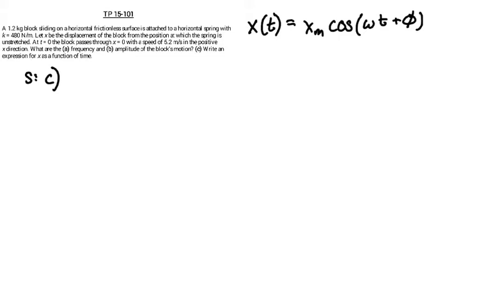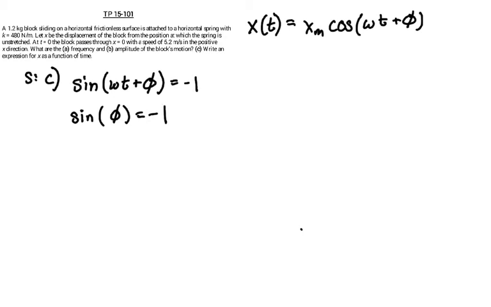Alright, so remember from the last part we said that as the block is passing through the point of equilibrium at x equal to 0, our oscillating term was equal to -1. Well, not only is that true as it passes through equilibrium, but in our specific case, it was happening at t equal to 0. So as we put in that information, we have the sine of phi is equal to -1.